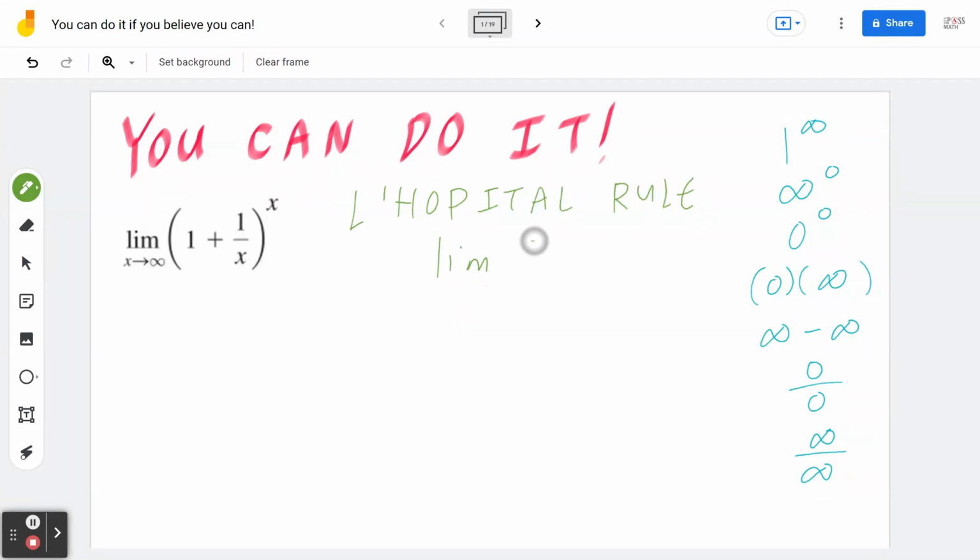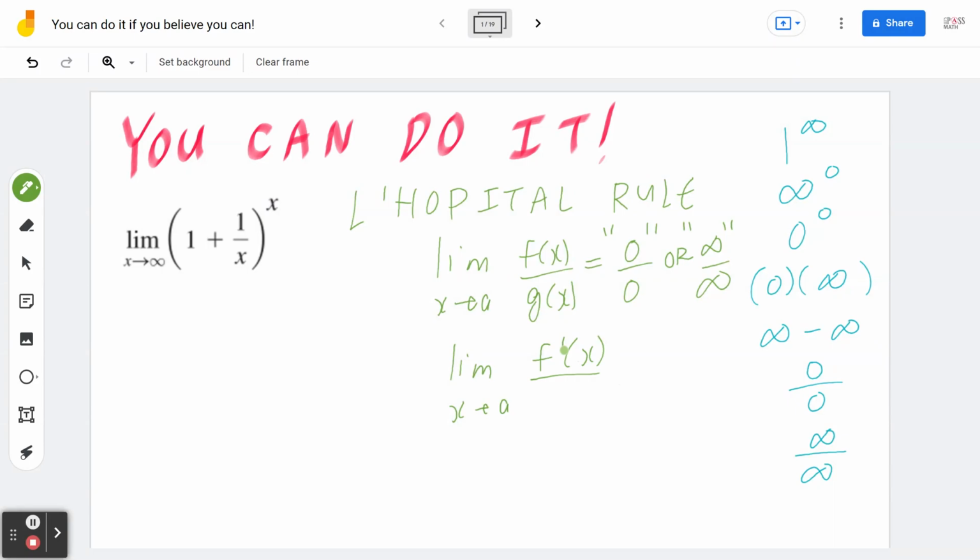If there's a function, let's call this f(x) divided by g(x), and you're taking the limit of this function as x is approaching a, sometimes you're going to get 0 divided by 0, sometimes you might get infinity divided by infinity or any other types of indeterminates. Then what you can do is take the limit of that same function, except you take the derivative of f(x), so f'(x), divided by the derivative of g(x), which is g'(x), and see if this works.